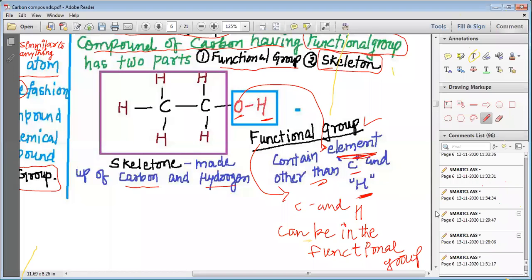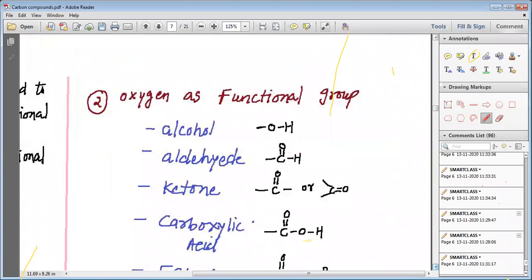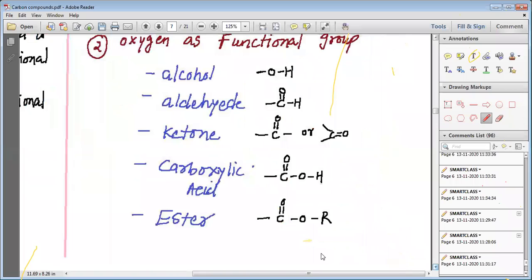So this is how, my dear students, for the carbon compound, we have two parts. One part is known as the skeleton, another part is known as the functional group. So this is how we study about the various parts in detail. Now, my dear students, we are going to study in detail about the next part. Let us have a look at this.